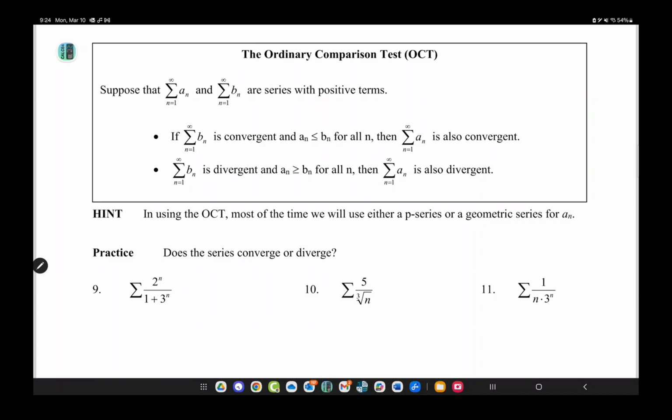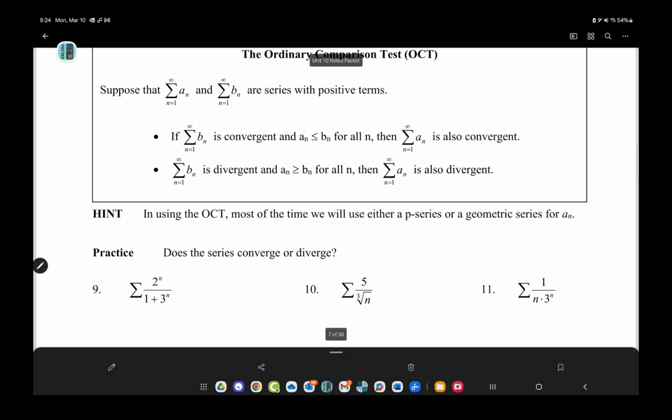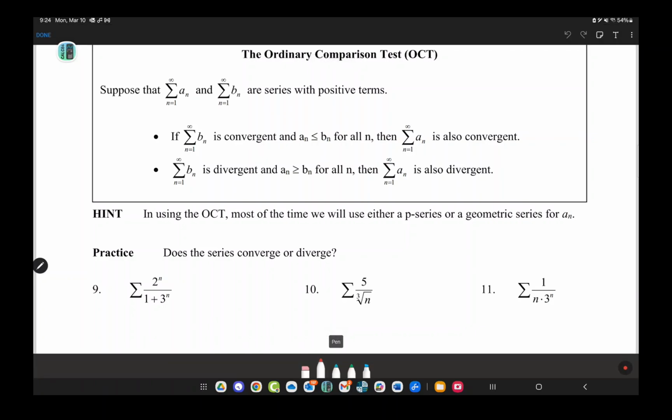Ordinary comparison tests. It's known as the OCT. Suppose that the sum of n equals 1 to infinity of an and the sum of n equals 1 to infinity of bn are series with positive terms. If the sum of bn is convergent and an is less than bn for all n, then the sum of an is also convergent.